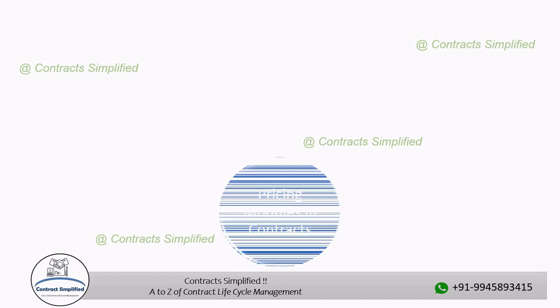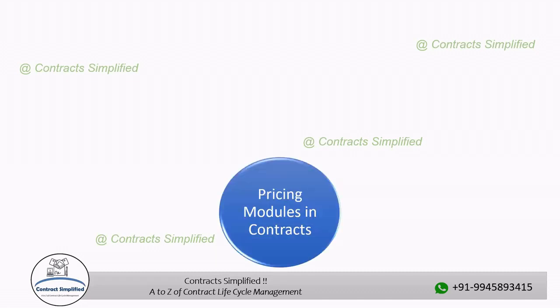In today's video, we'll be studying about pricing modules in contract. Pricing modules in contract refer to the sections of a contract that outline how the pricing or cost structure of goods or services will be determined and managed. These modules are crucial as they establish the financial aspect of the agreement, ensuring that both the parties are on the same page regarding costs involved.